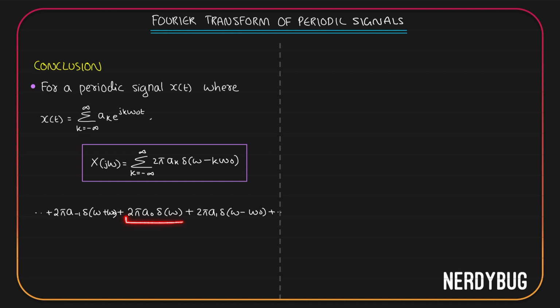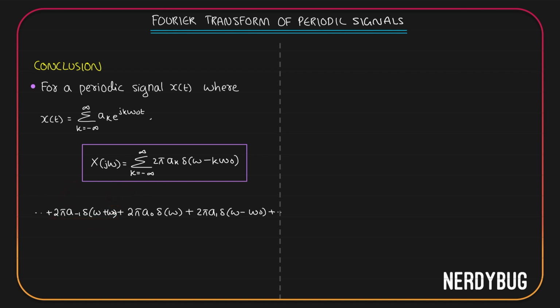Now, what is 2 pi a naught delta of omega? We know delta of omega is an impulse at omega equal to 0. So 2 pi a naught delta of omega is an impulse at omega equal to 0 whose magnitude is 2 pi a naught. Similarly, 2 pi a1 delta of omega minus omega naught is an impulse at omega naught whose magnitude is 2 pi a1. The same way, 2 pi a minus 1 delta of omega plus omega naught is an impulse at minus omega naught whose magnitude is 2 pi a minus 1.